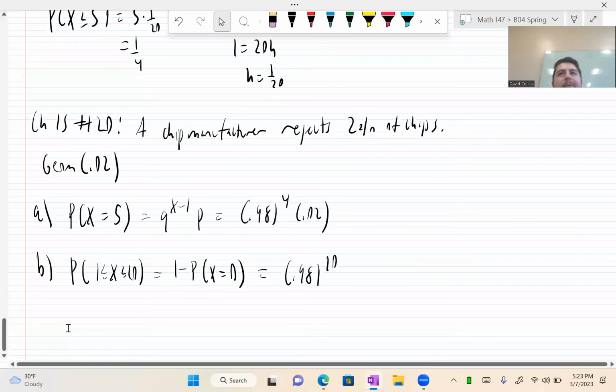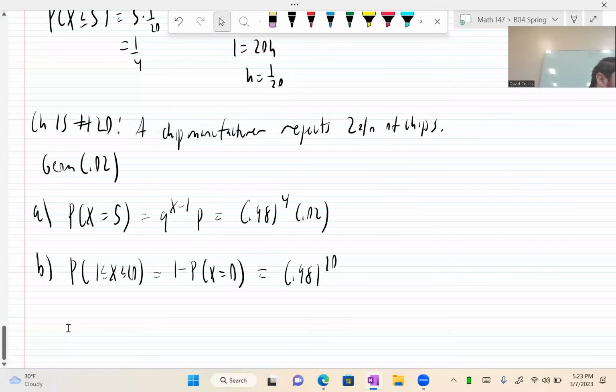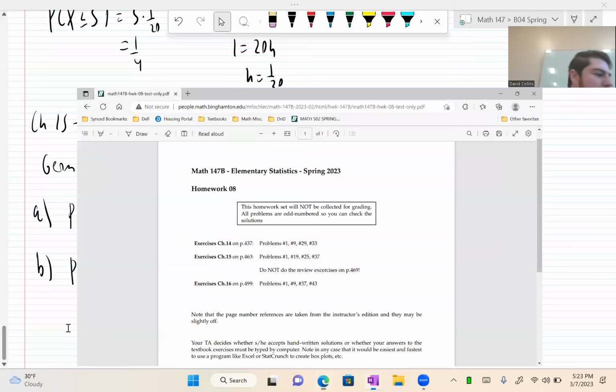All right, that was number 20. Any questions? I'm just reading the question again so I hear it. What is the probability that the 5th chip you test is the first bad one you find? Anything else? Okay, where are some other ones?